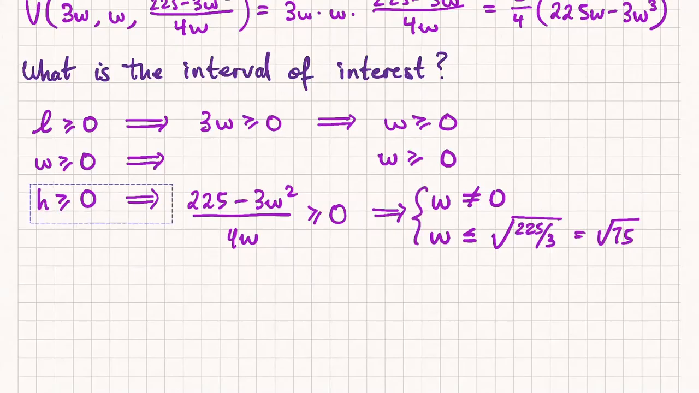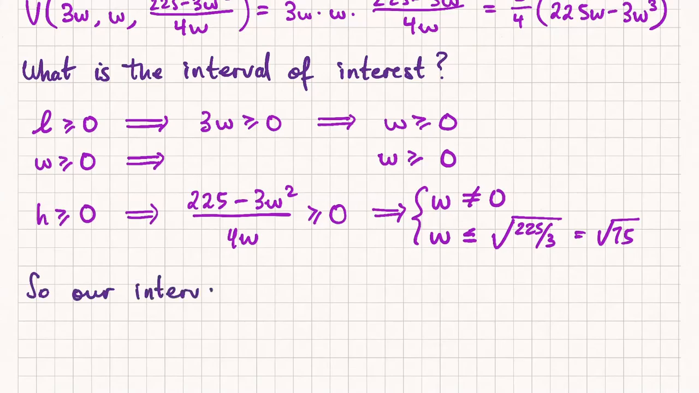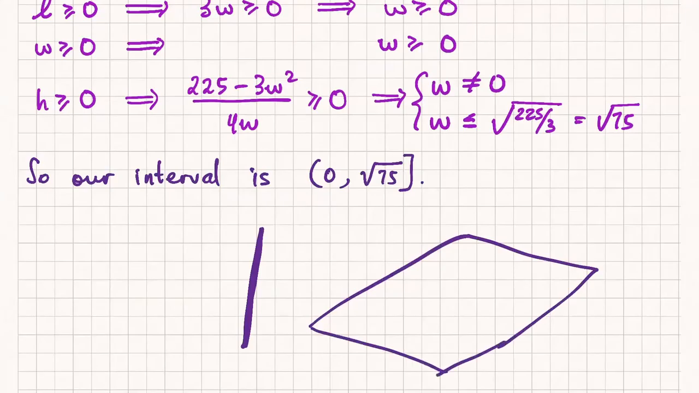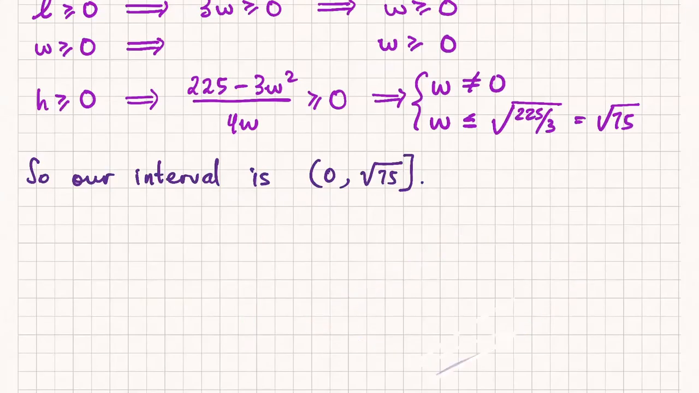So this is actually a very interesting problem to get the interval of interest. Our interval is curiously 0 to square root 75. The 0 is not included, but the square root 75 is included. That's interesting. You might want to later think about what it would mean for W. If W goes to zero, you actually get a box that's literally just a stick, so no surface area. But the square root of 75 gives you a box that's literally just like the lid, so there is surface area. So it's interesting to think about what the extreme cases actually correspond to.